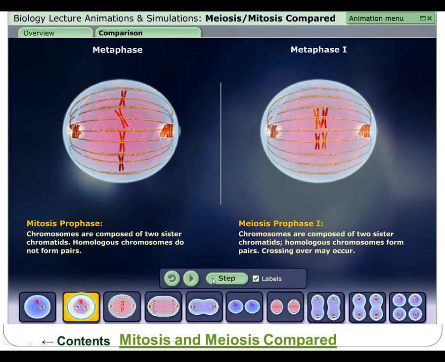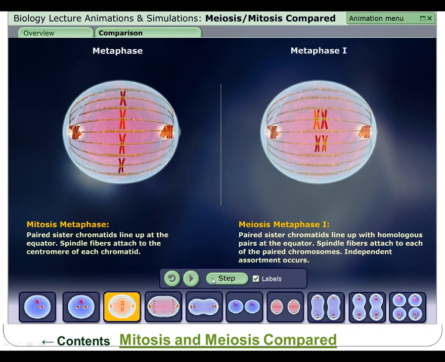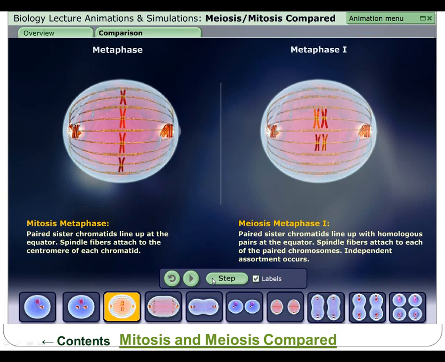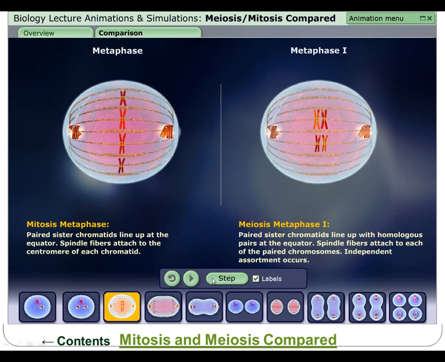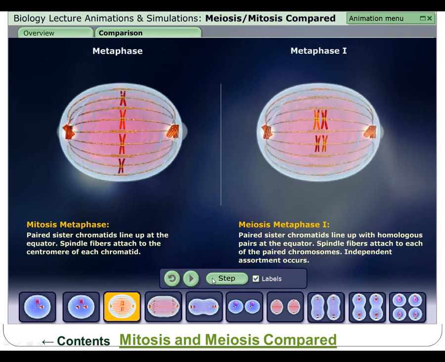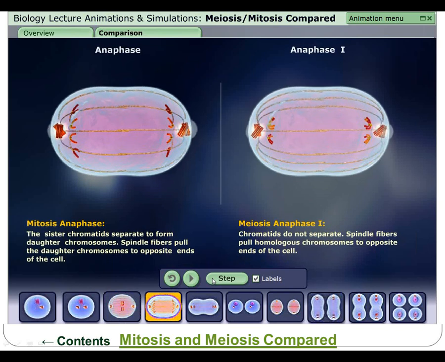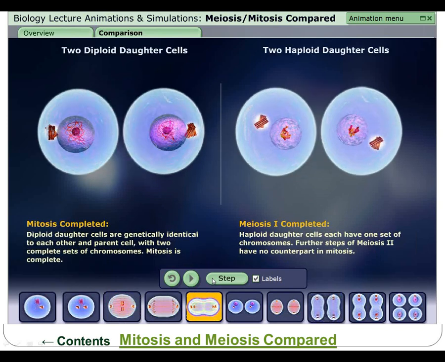And then here's our big difference right here. On the far left, hands down, I can see the sister chromatids aligned during metaphase, versus metaphase 1, where the two homologous pairs are aligned together to form what's called a tetrad, or 1, 2, 3, 4 chromosomes aligned together. These will then separate during their own anaphase and then enter into the respective telophase and cytokinesis.